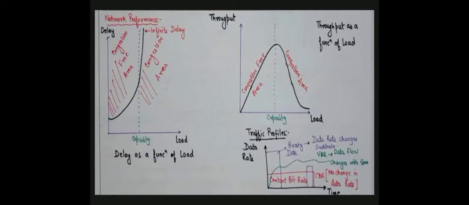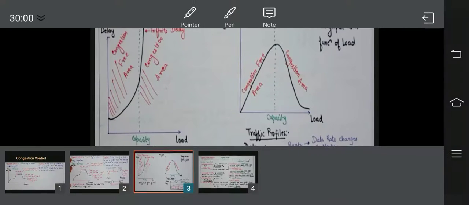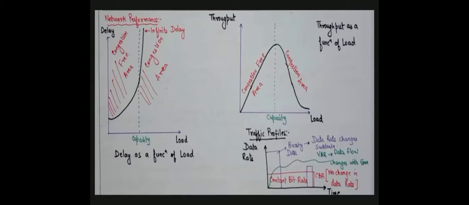For example, this is a network. It has a capacity, and the capacity is shown by the dotted line. The capacity means how much load the network can bear. Now you can see that the graph increases exponentially and meets the capacity, and then passes over the capacity.